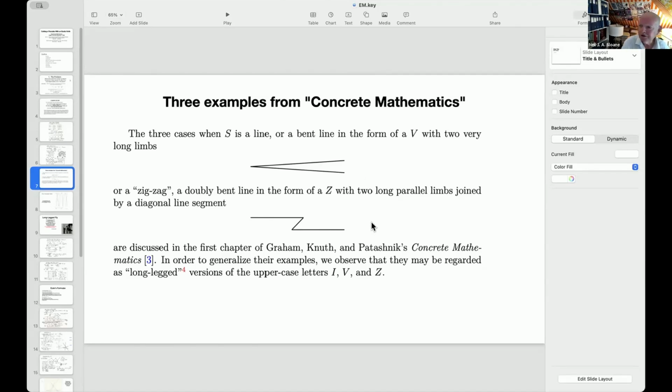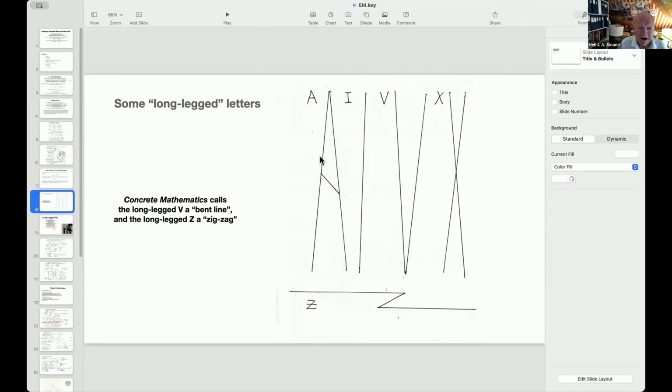So I was thinking how you could generalize these. So think of these as letters. This V-shaped one, I think of as a V with long legs. This is a long-legged V. This is a long-legged Z. And I looked at some others. And so here, I actually was most interested in the long-legged A. I thought that would be really interesting.